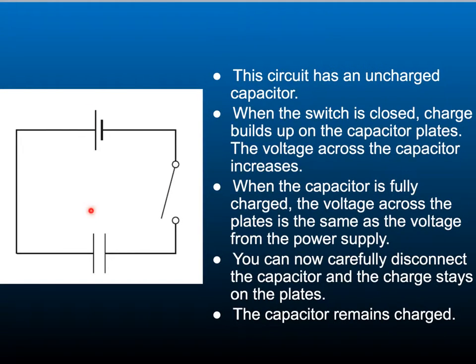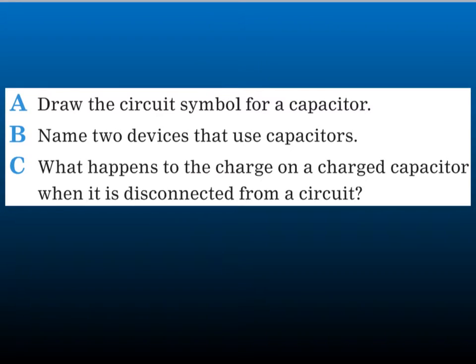This circuit has got an uncharged capacitor in it. When the switch is closed, charge will build up on the capacitor plates. The voltage across the capacitor will increase. When the capacitor is fully charged, the voltage across the plates will be the same as the voltage from the power supply. If you disconnect that capacitor from that circuit, the plates stay charged, or the capacitor stays charged.